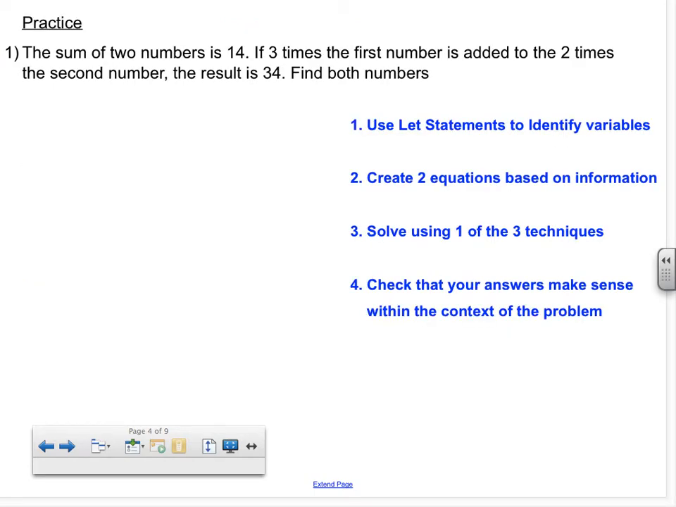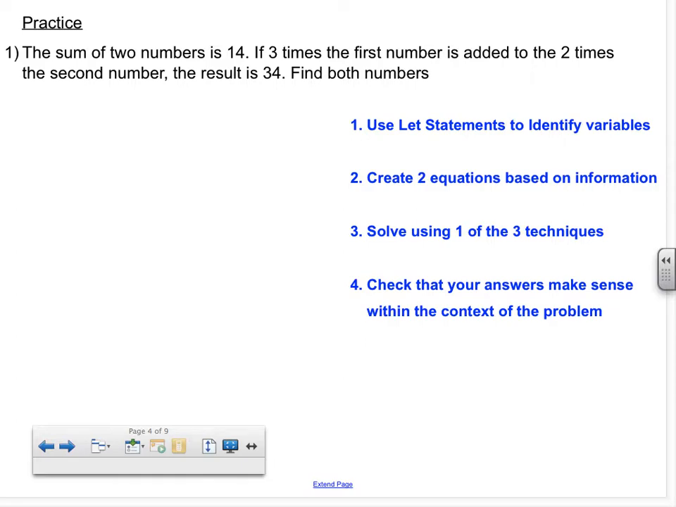All right, so now that we're familiar with how we solve systems again, let's take a look at a sample word problem. As you can see here, there is no system given. There are no two equations. So that's going to be one of the first things we try to do. We're trying to create a system, and once we have it down on paper, then we can solve it. It says the sum of two numbers is 14. If 3 times the first number is added to 2 times the second number, the result is 34. Find both of these numbers.